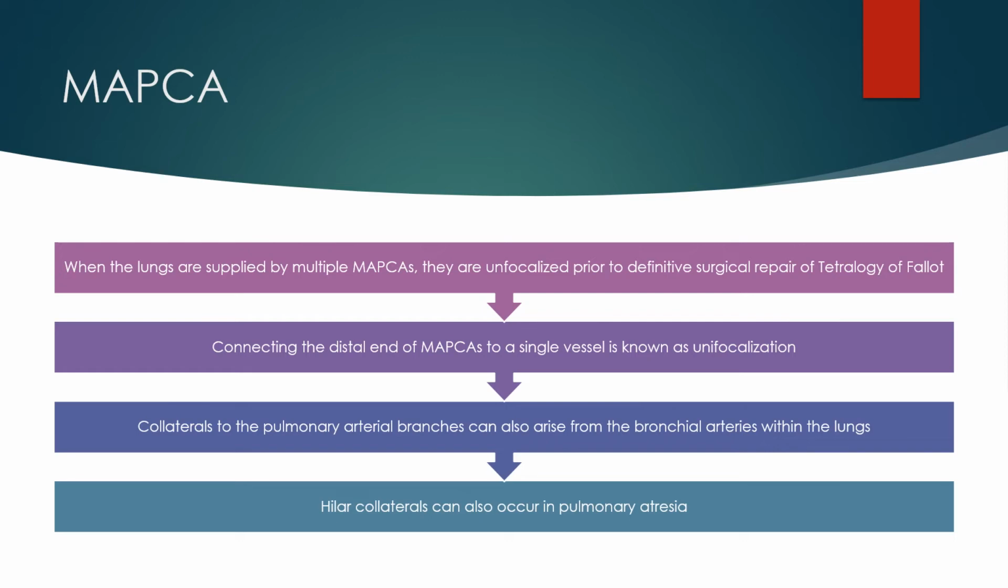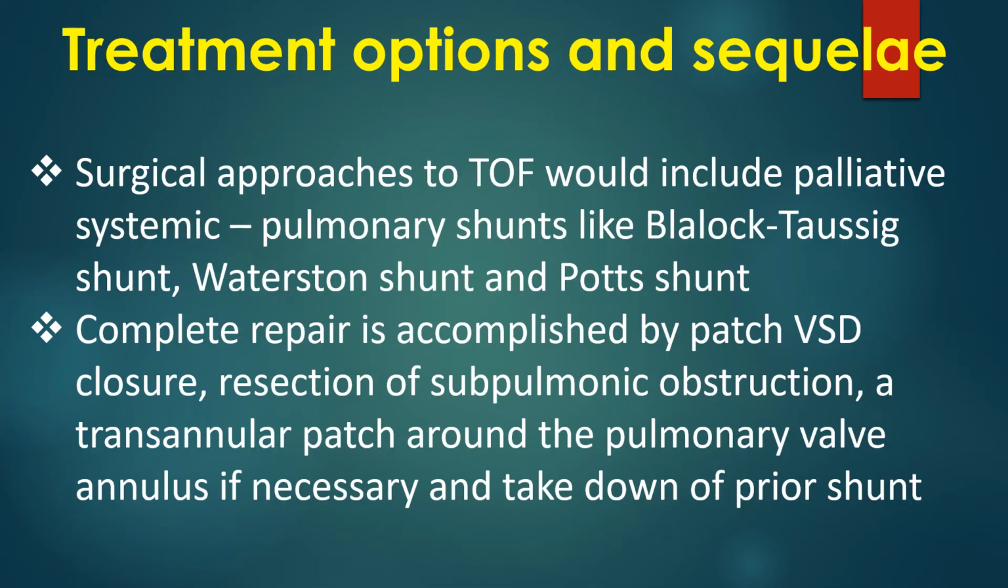Collaterals to the pulmonary arterial branches can also arise from the bronchial arteries within the lungs. Hilar collaterals can also occur in pulmonary atresia. Surgical approaches to TOF would include palliative systemic pulmonary shunts like Blalock Taussig shunt, Waterston shunt, and Potts shunt. Complete repair is accomplished by patch VSD closure, resection of the subpulmonic obstruction, a transannular patch around the pulmonary valve annulus if necessary, and a takedown of prior shunt.